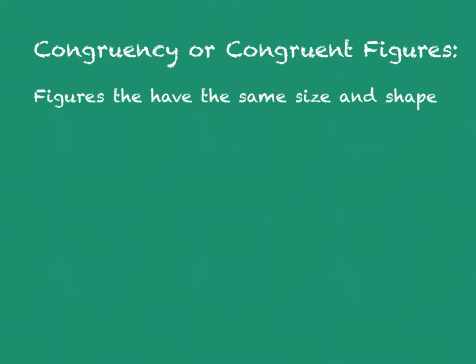Okay, before we start talking about isometry, we need to understand what congruent figures are. And congruent figures, our first vocabulary word, are just figures that have the same size and shape. So we might say that segment AB is congruent to segment CD. And that would be true if they had the same length. So we would write segment AB is congruent to CD.